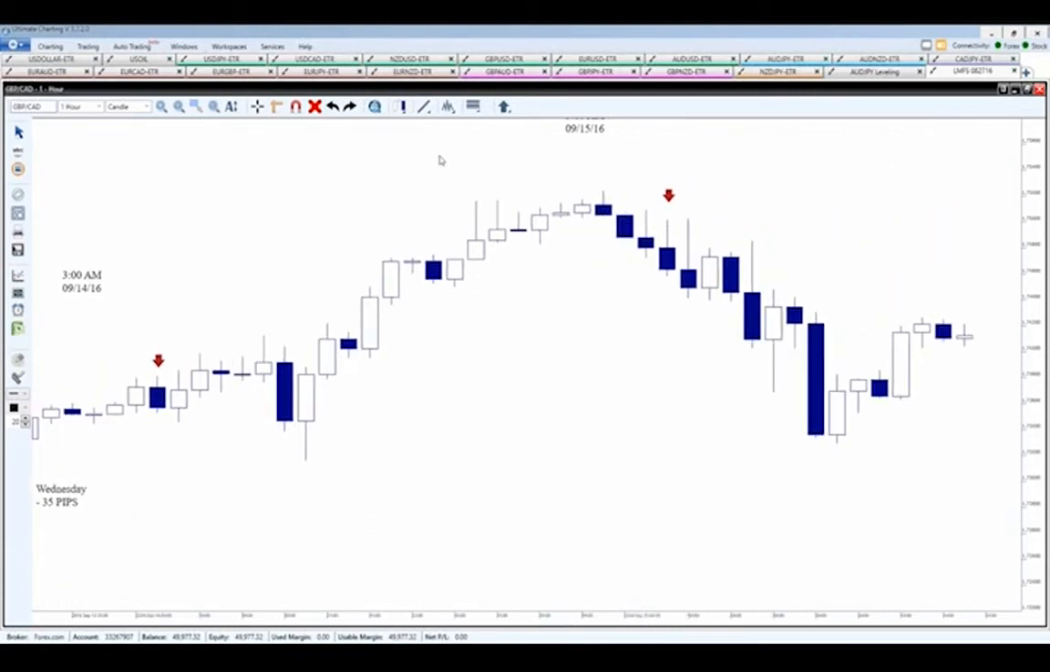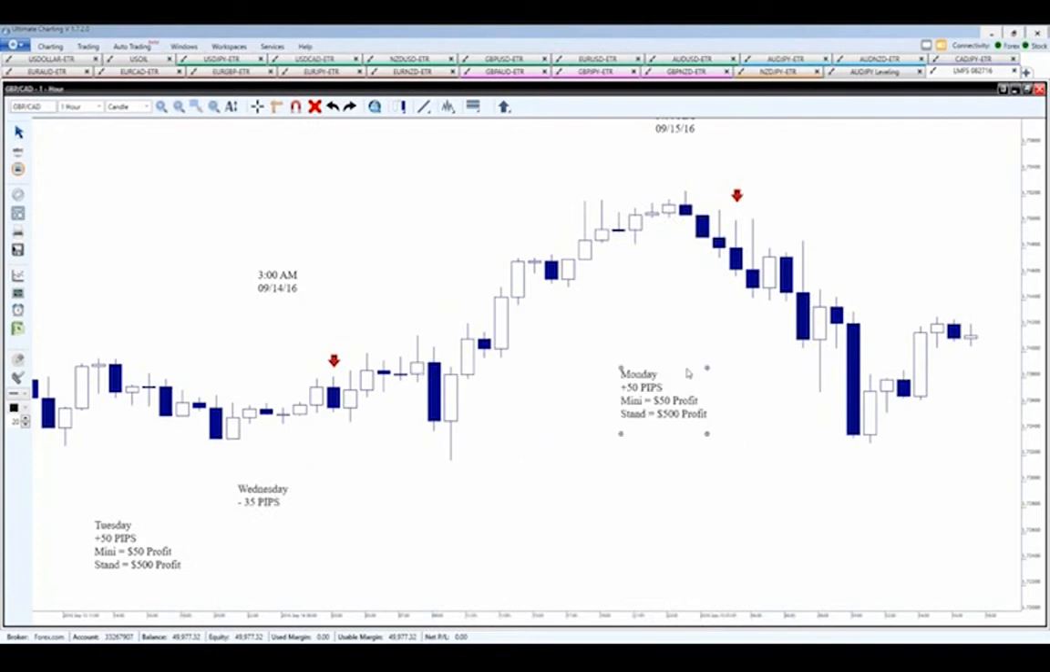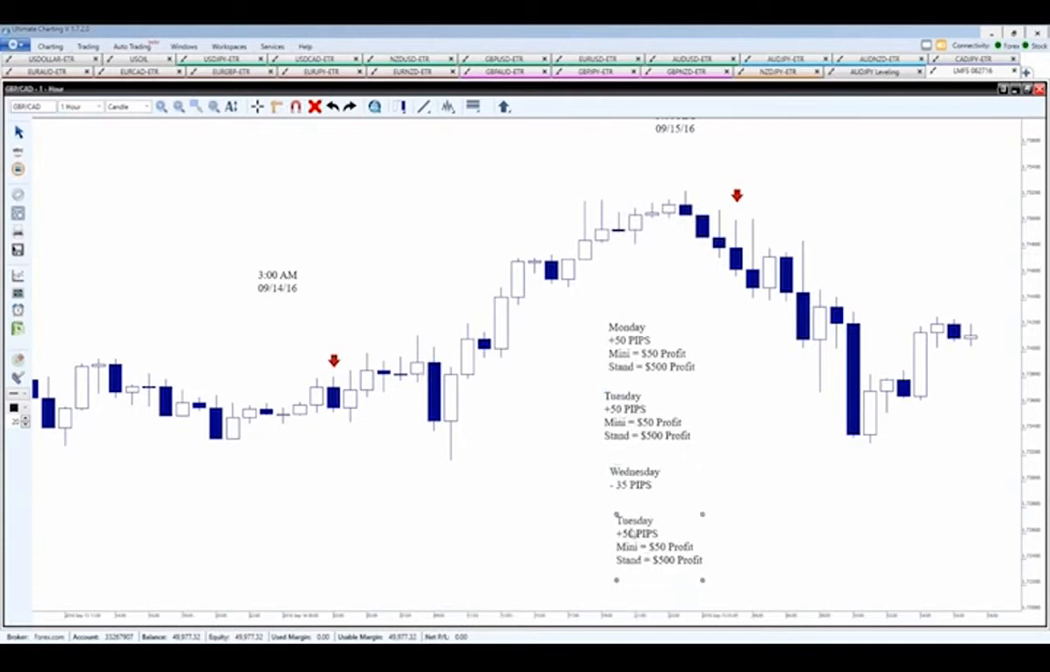Bam. We very easily could have gotten, in fact, this one moved 132 pips. But let's just go ahead and make it easy. Like I said, we'll just get on first base. So Monday we got 50. Tuesday we got 50. Wednesday we lost 35. Thursday we made back, we'll say just another 50. So Thursday we made another 50.